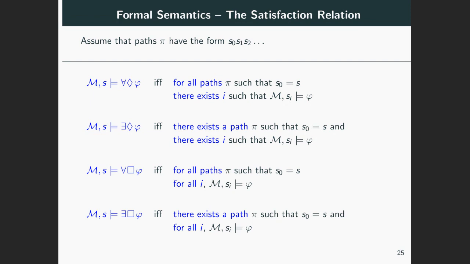Now, the two variations of always. Their semantics differs from the two variations of eventually in the same way as the LTL always differs from the LTL eventually. For all the paths that we consider in the for all variation, as well as for some paths we consider in the there exists variation, we want phi to hold not on some state, but on all states of the given path. Hence the use of for all I rather than there exists I, where I is a numeric index of the state on the path.